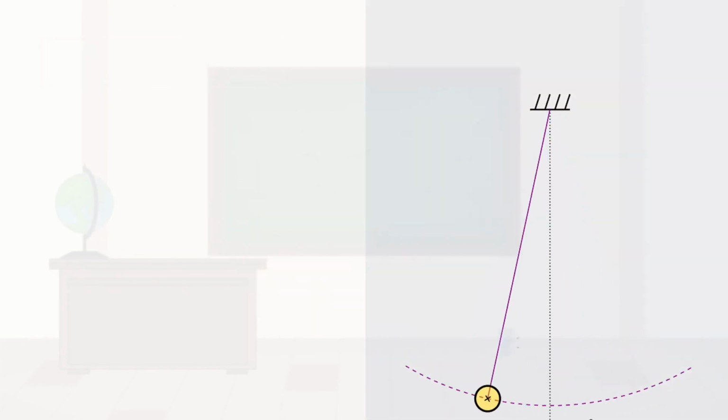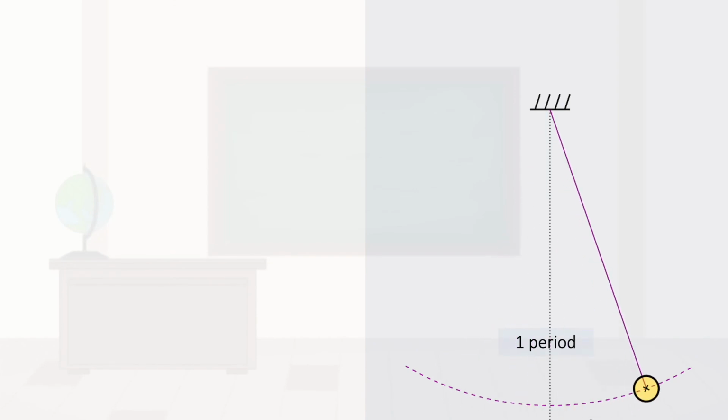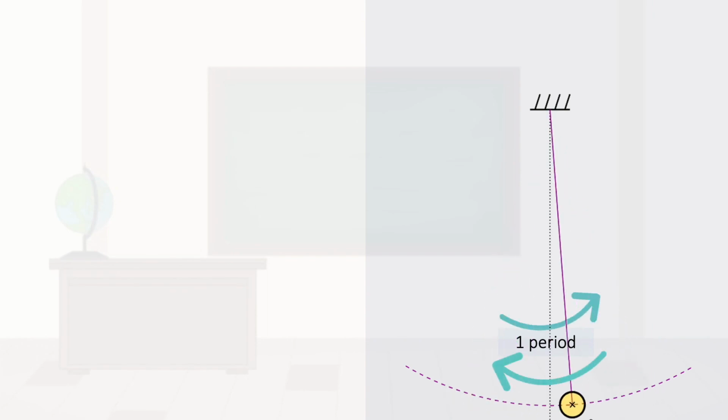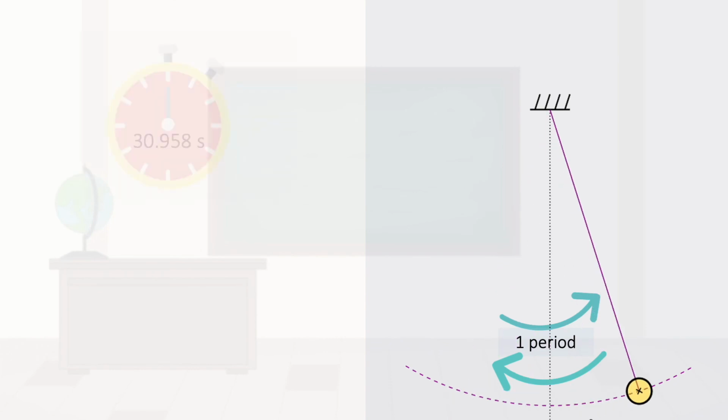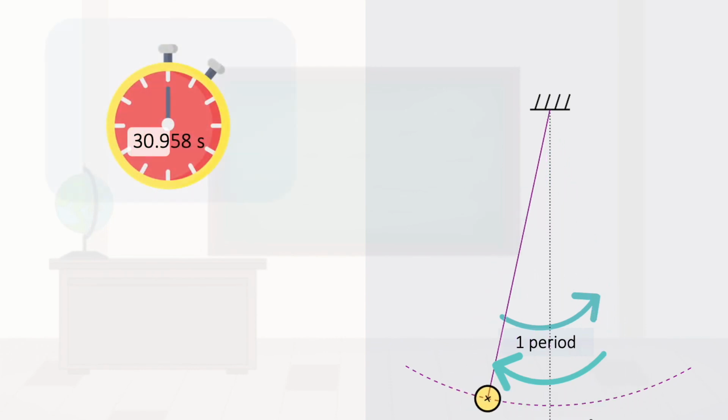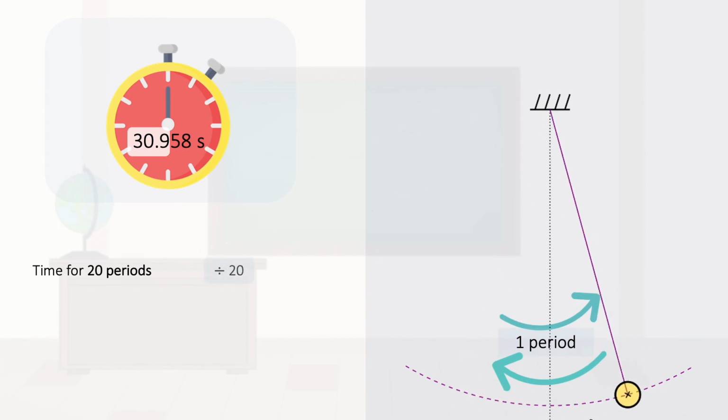Now let's learn how to find the duration of a period of a pendulum. A period is defined as the time taken for one complete cycle, for the pendulum to make one full back and forth swing, which comprises a left swing and a right swing. To find the duration of a period, we will record the duration for 20 periods, and then divide this measured time by 20 to get the duration of 1 period. By doing this, we reduce the percentage error due to human reaction time by a factor of 20.